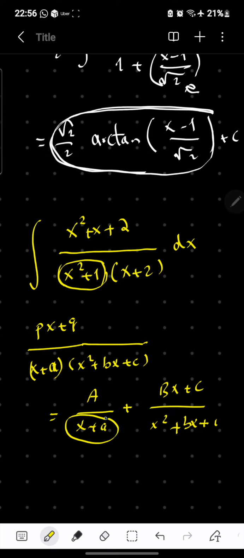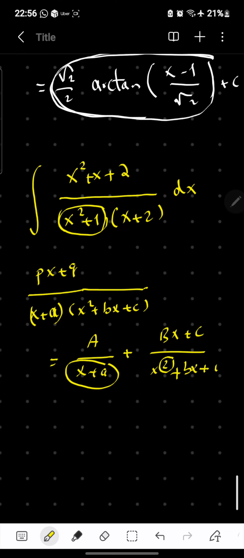Here of degree 1, up there we put a constant which is of degree 0, degree less than 1. Here we have degree 2, so we should put in the numerator an equation of degree 1. What is the simplest and the most famous form of a degree 1 equation? It's a linear equation, which is bx plus c. Of course, I used b and c, I didn't use a because I already used a before.